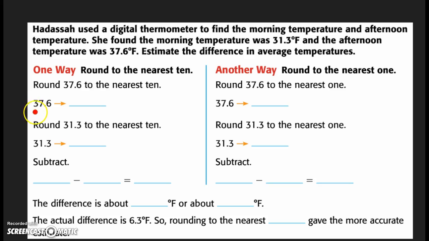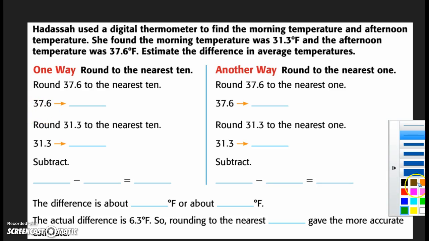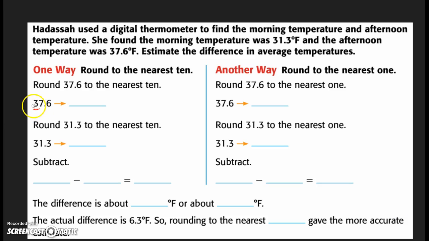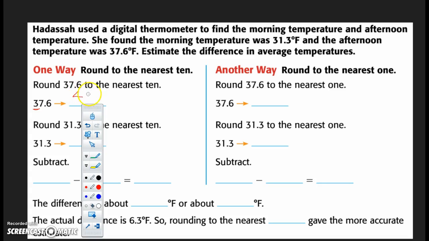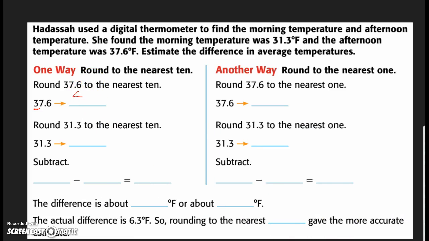In that situation, we have a 3 right here in our tens place, and right next door is a 7. Remember, we look at that place value to the right to decide whether to round up or hit the floor. Hit the floor means keep that digit the same. In this situation, we have a 7, so my rhyme 5 through 9, climb the vine, means this is going to round up to 40.